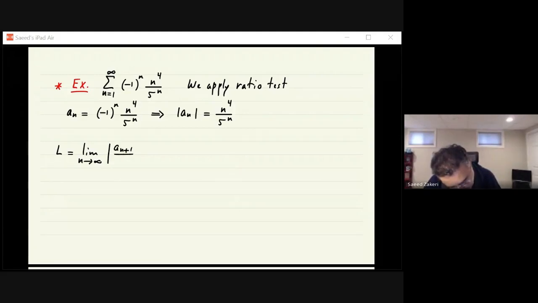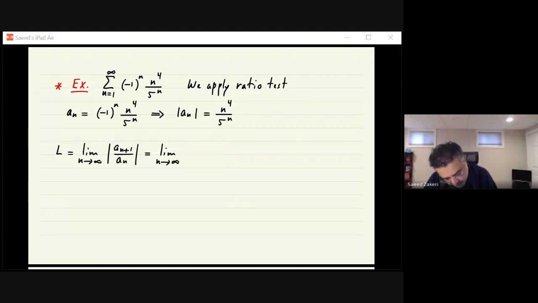Why am I putting absolute value? Because my series does not have positive terms. If you're working with series with positive terms, like we did before the review, you don't need to put absolute value. So now the best way that I find this method much easier in terms of writing, I'm going to put absolute value of AN plus 1 here.